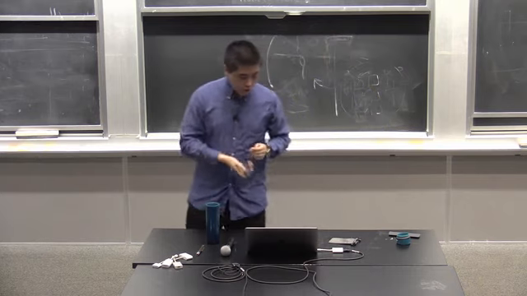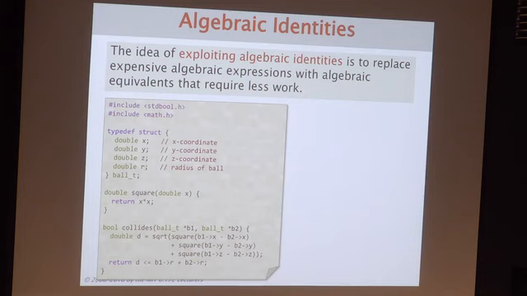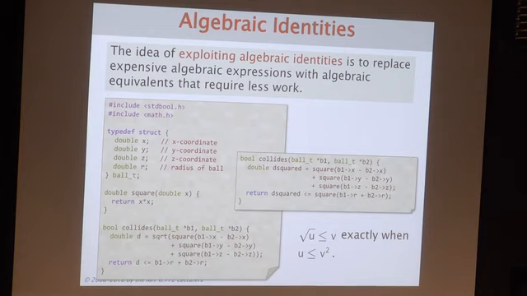Right. So the answer is that you can actually take the square of both sides. So now you don't have to take the square root anymore. So we're going to use the identity that says that the square root of u is less than or equal to v exactly when u is less than or equal to v squared. So we're just going to take the square of both sides.